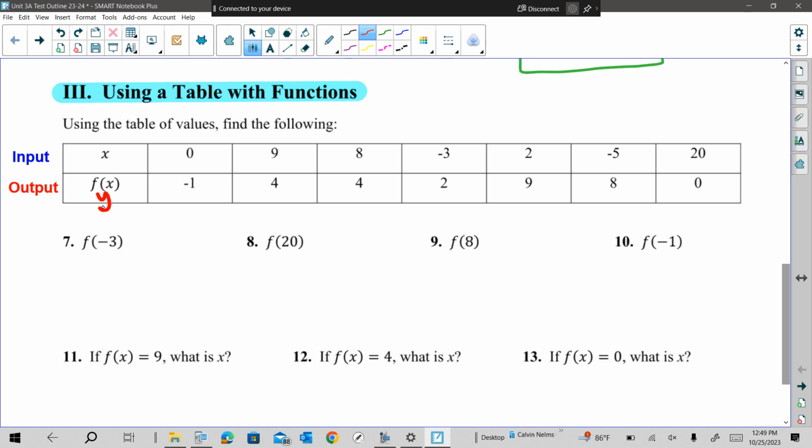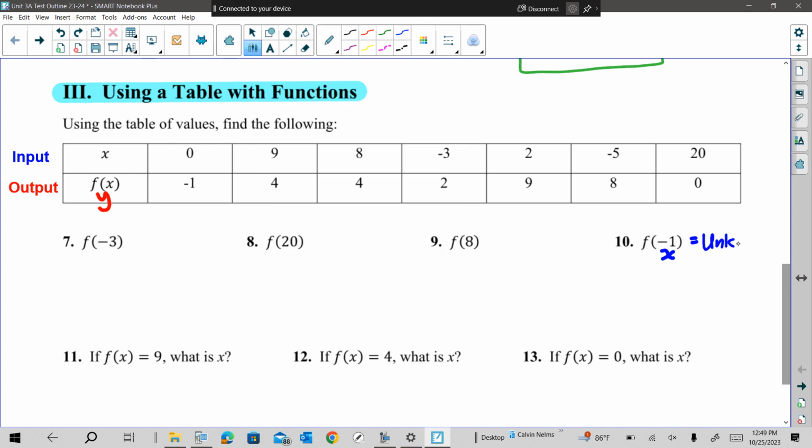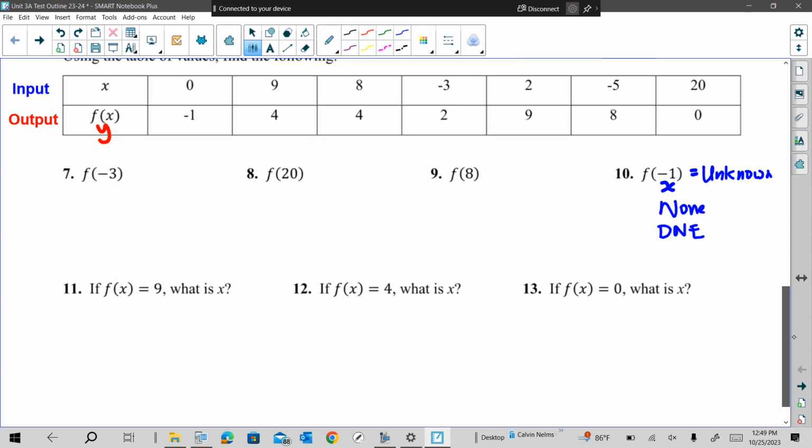Okay, so for 10, well, it's not in the table exactly because this represents the x. In the x row up here, there's no -1. So if it's not in the table, the answer we write is unknown. Or you can say none. Or does not exist. Okay? We can't pull out a number that's not even on the table.